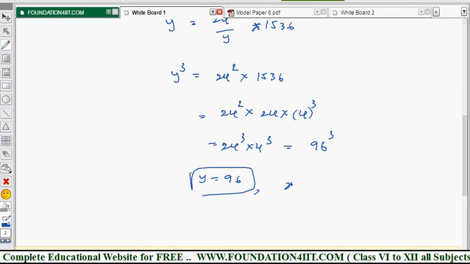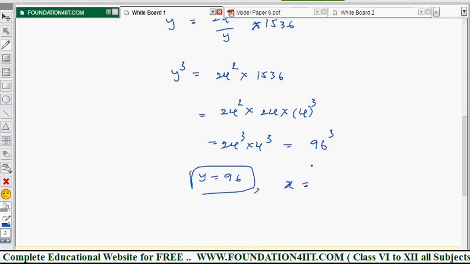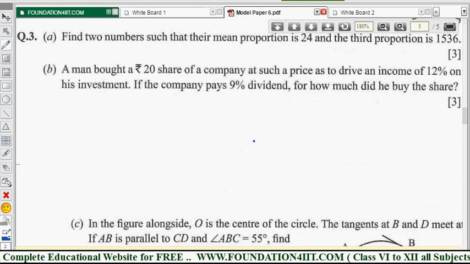If we have the y value, now we get the x value, because x value is 24 square by y, right? So x is equal to 24 square by y, which is 24 into 24 by 96. By simplifying, x is equal to 6. The x value is 6 and the y value is 96. These are the two numbers. 6 comma 96 are the two numbers, right? A simple sum. And next is from shares and dividend.